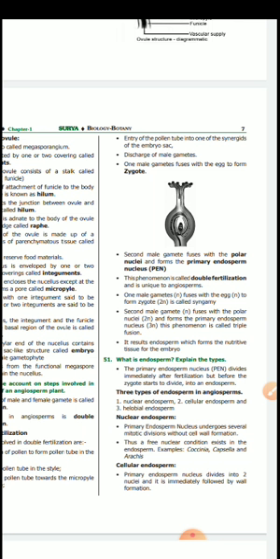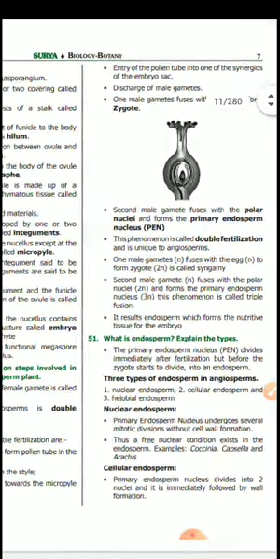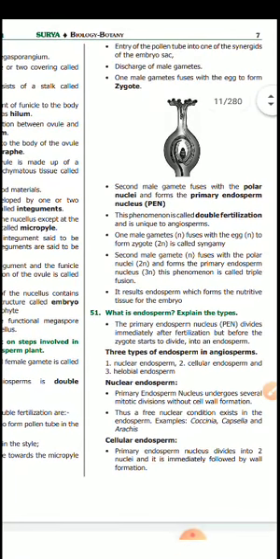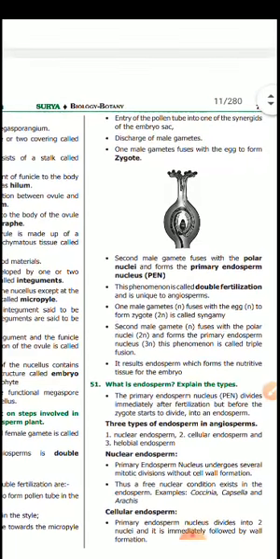Two more questions are also there. The second male gamete fuses with the polar nuclei, which are 2n, forming the primary endosperm nucleus. So it is 3n. This phenomenon is called triple fusion. What is triple fusion? It results in the endosperm, which forms the nutritive tissue for the embryo.